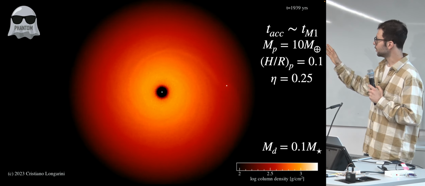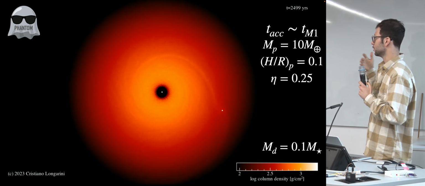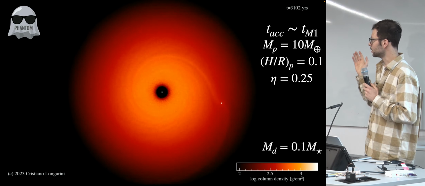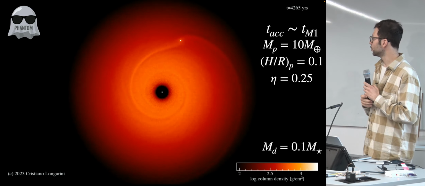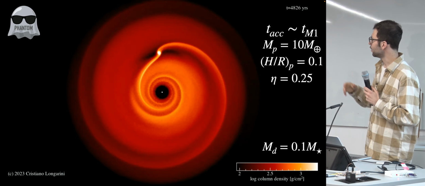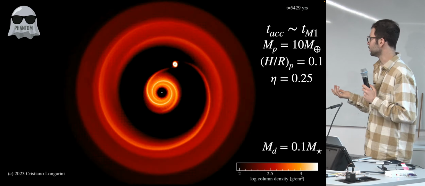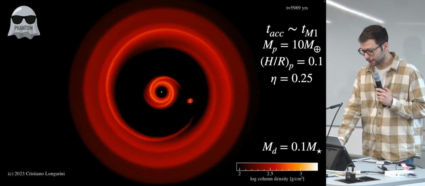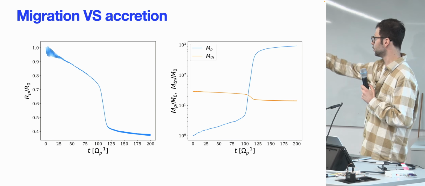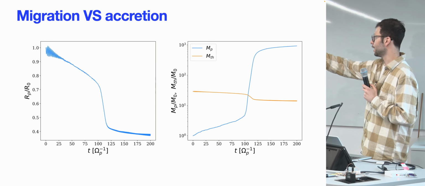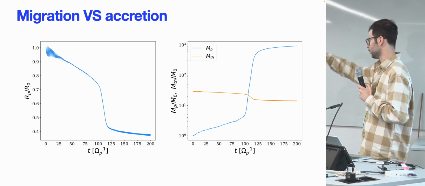So as you can see in this first part, the core is undergoing planet migration, so it's drifting toward the central object, but its mass is increasing more and more, and eventually it's high enough to carve a gap and stop migration. And it is possible to see this behavior also in plots where I'm plotting the radius of the planet and the mass of the planet as a function of time.